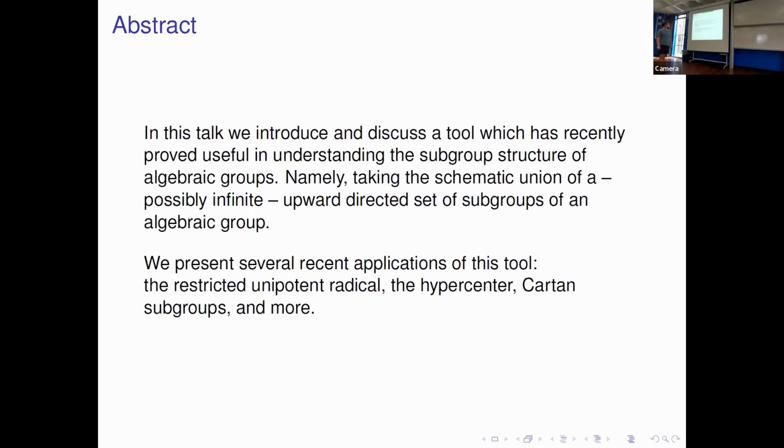As I already mentioned, the tool that I'm talking about is the schematic union, defined for a possibly infinite set of subgroups of G. I will require that it's upward directed, more on this in a second. We give some applications of this tool: something that I call the restricted unipotent radical, which is an analog of the unipotent radical we know well, cognate subgroups, the hypercenter. So we'll see.